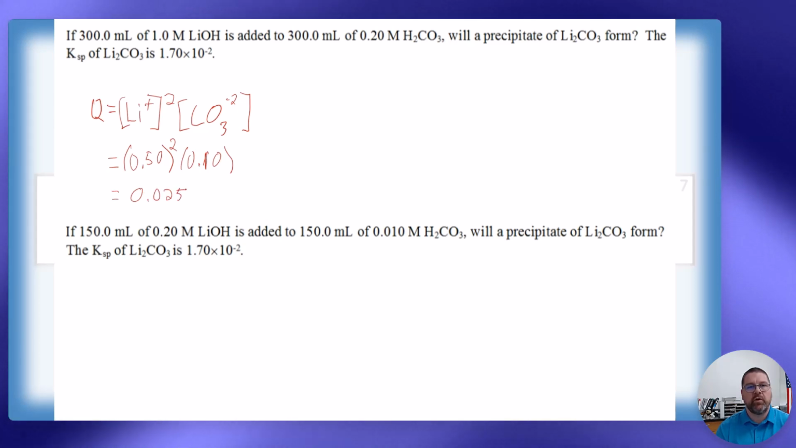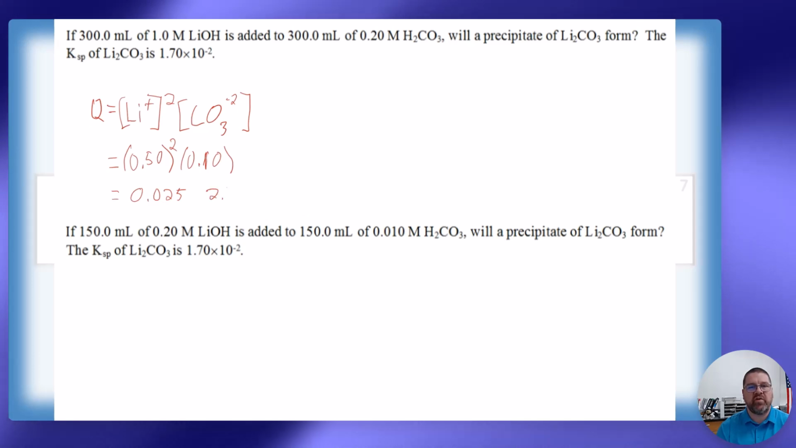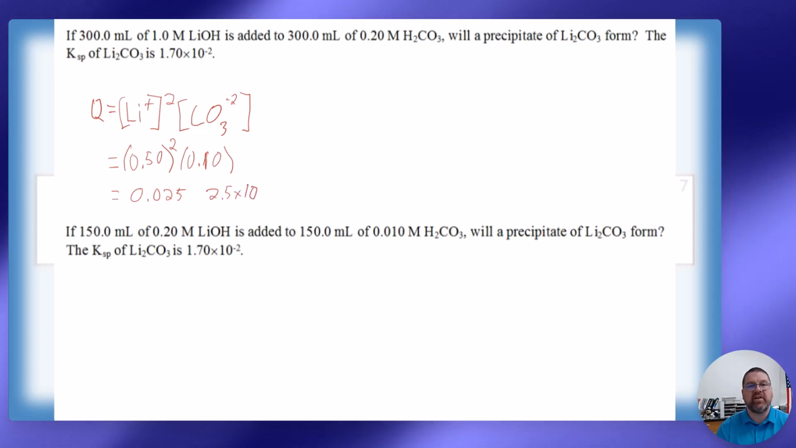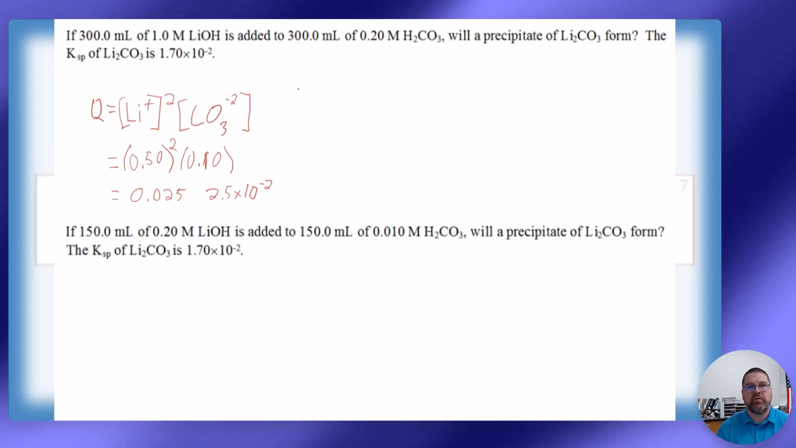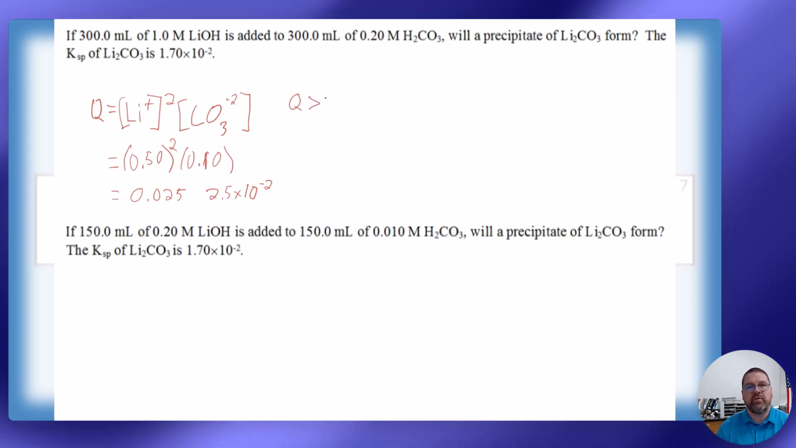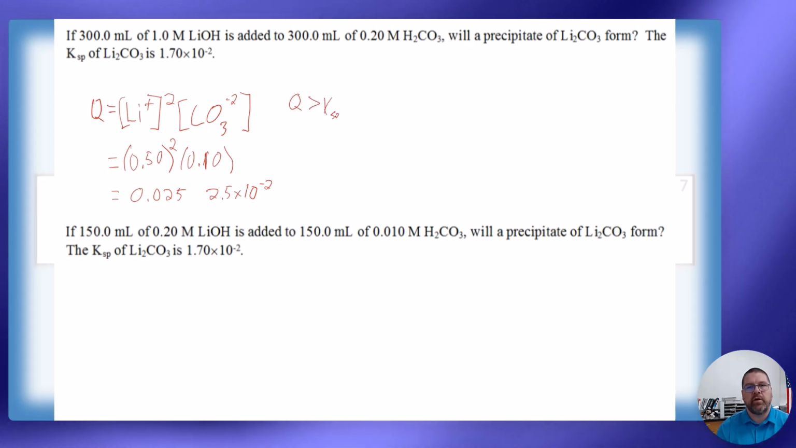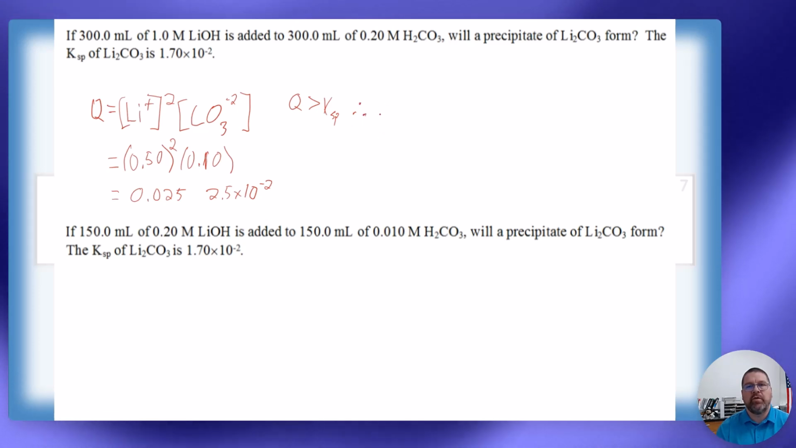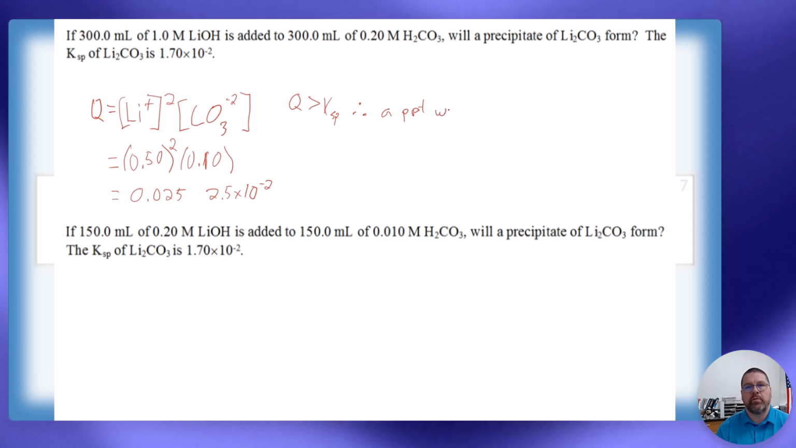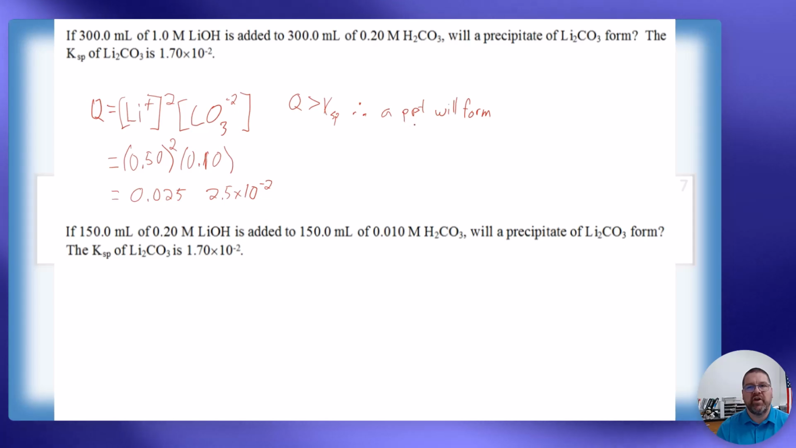0.025. All right, and 0.025 is 2.5 times 10 to the negative second. And that is indeed bigger than 1.70 times 10 to the minus 2. So we would say that Q is greater than KSP. And so therefore, that means a precipitate will form. All right, and PPT is your common abbreviation for precipitate.